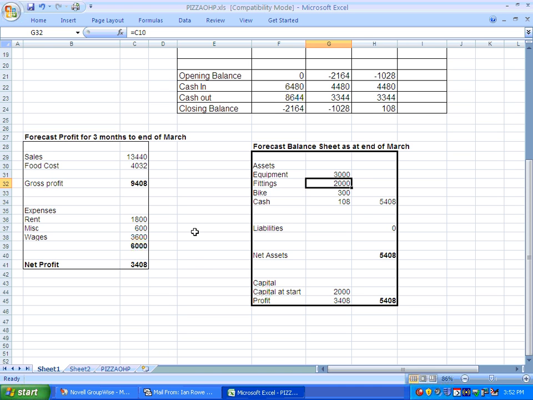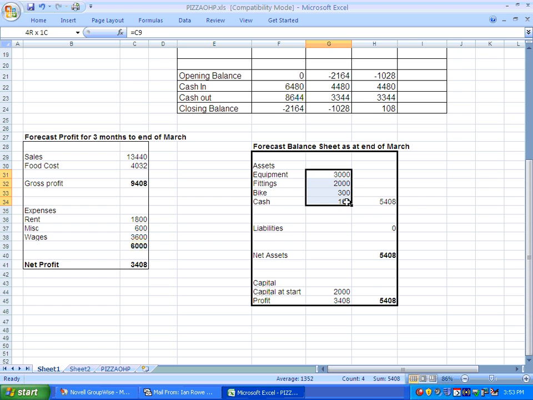We could do the same thing for the next 3 months: work through a cash flow to get the balance at the end of the 3 months, calculate the profit for that 3 months, and do another balance sheet, and it keeps flowing. The 5,408 will be the opening capital at the beginning of the next period. It won't be the opening bank balance. The opening bank balance will be 108.